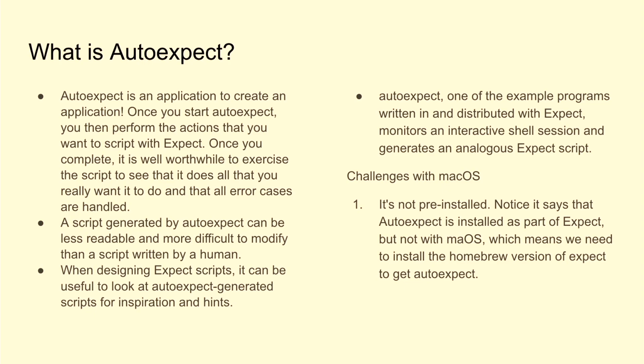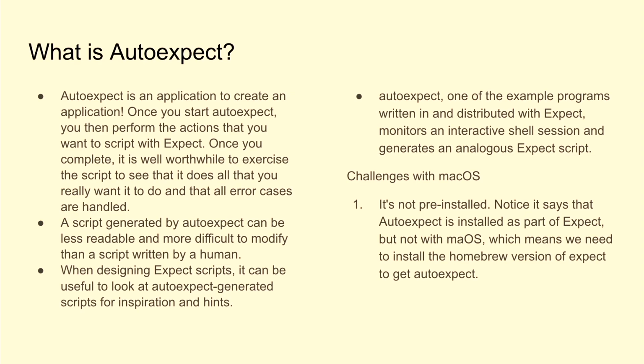So what auto expect does is you use the auto expect binary, and you pass in the script that you want it to watch you interact with. It sees how you interact with that script, and then it exports a final EXP version of the script that you can then use as a starting point for your expect script. So it totally automates the entire process of actually creating the script for you.